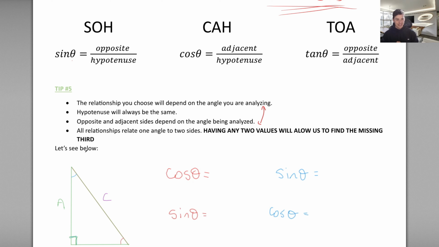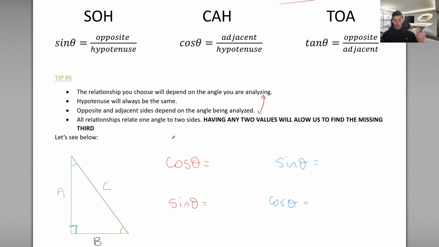So yeah, all relationships relate one angle to two sides. Having any two values will allow us to find the missing third. For example, if we have one angle and one side, we can find the other side. If we have two sides, we can find the angle, and so on.